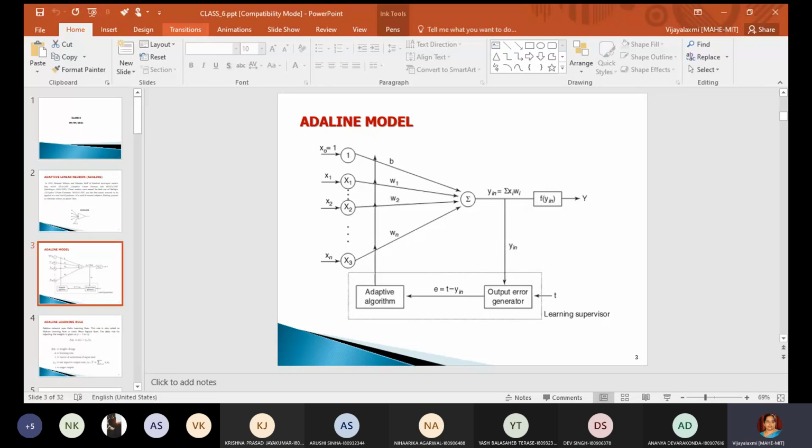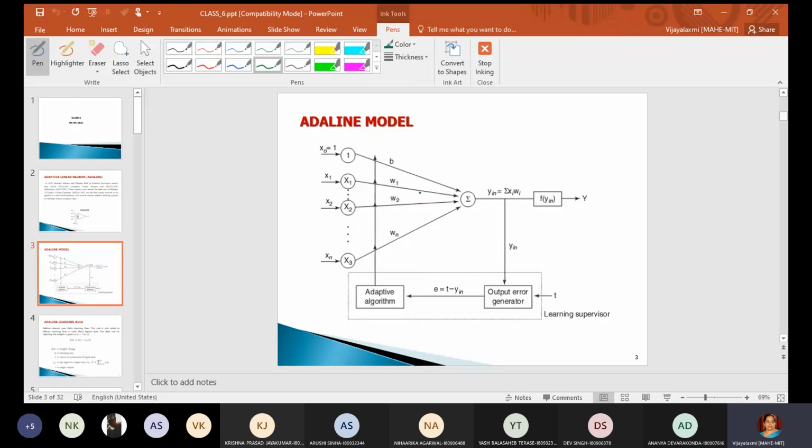So here, as we know, these are the inputs x1, x2 to xn. These are the weights. This is the bias, and this input is 1. So here we have y_in equal to b plus sigma xi wi, where i goes from 1 to n, depending upon the number of inputs. It is the weighted sum of this.